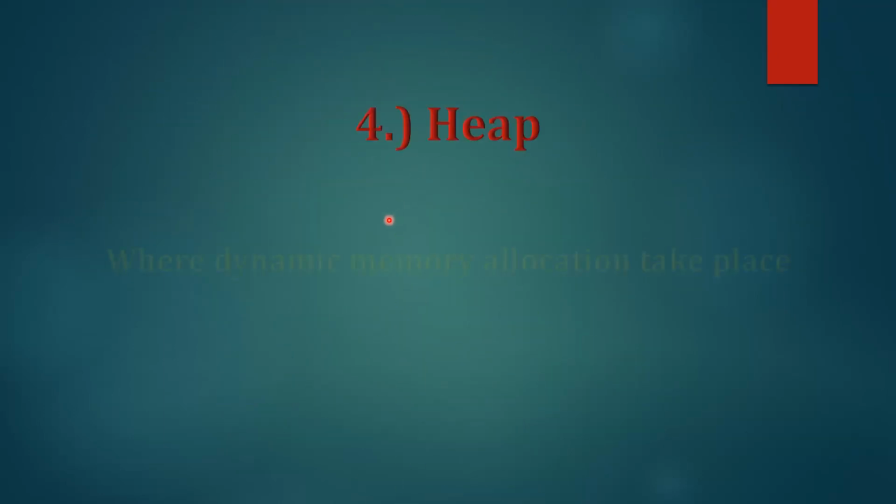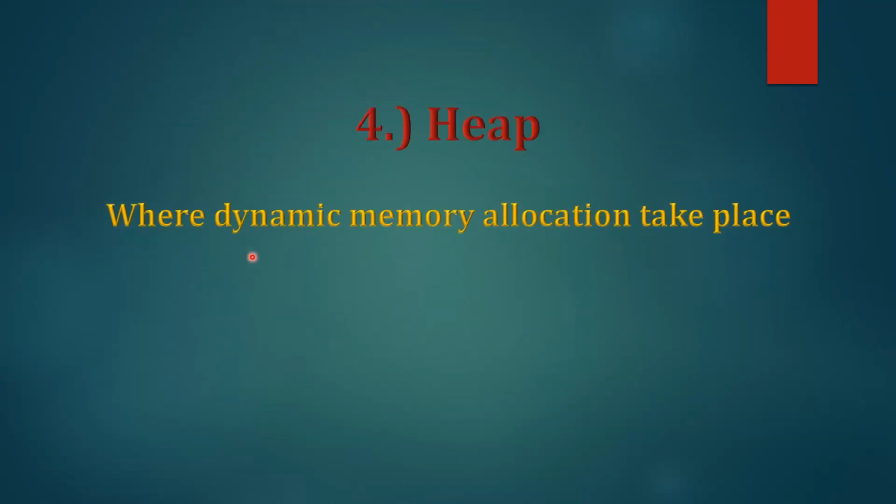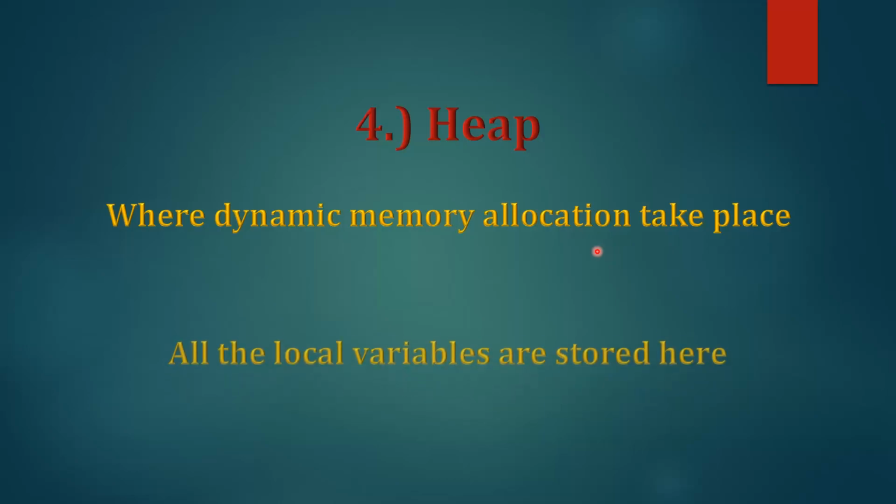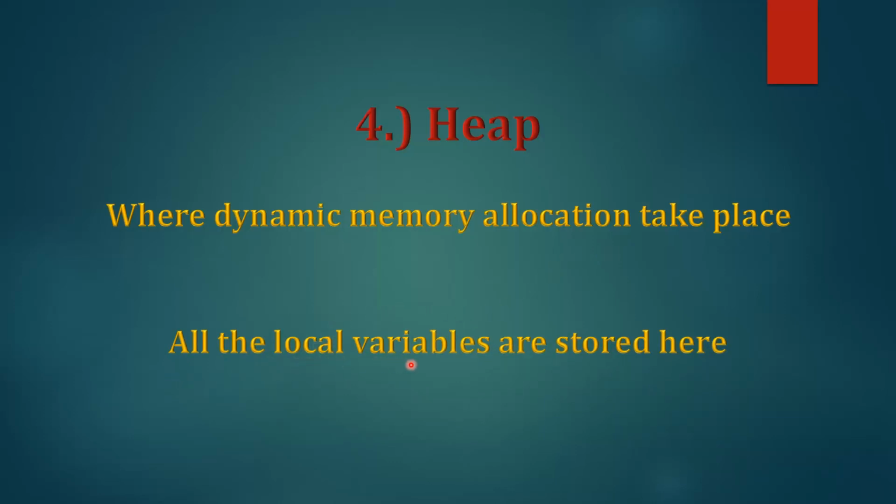Next, the fourth, heap. Heap is a location where dynamic memory allocation takes place, and this dynamic allocation takes place using a function called malloc. These allocations are accessed using pointer variables. Also, in heap, all the local variables are stored.